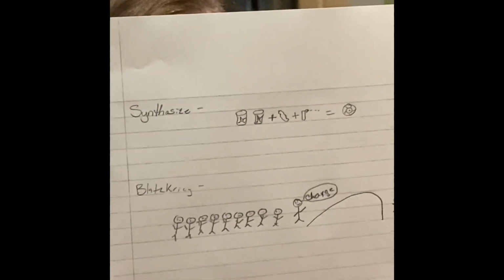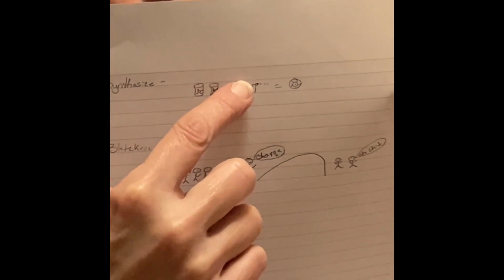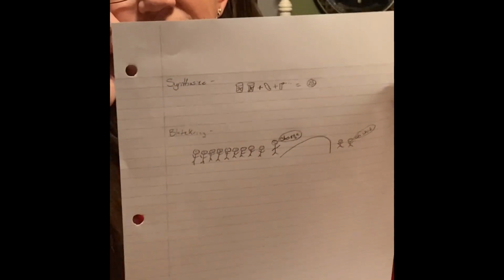Okay, so we got the top one, synthesize. So tell us about that. My drawing for synthesize was chemicals plus another component equals the tire, the rubber. Okay, yeah, that's tying it back to the example that I used in class. That's a good one. And then what's the next one?